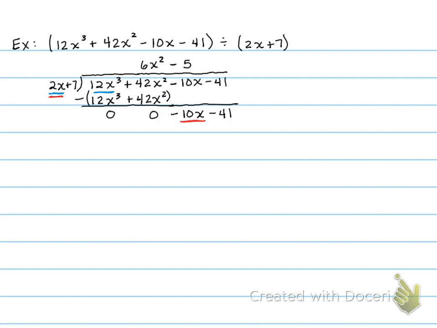And so we're multiplying a negative 5 by 2x plus 7. Negative 5 times 2x is negative 10x. Negative 5 times 7 is negative 35. Parentheses and subtract. Sorry. So negative 10x minus negative 10x is 0.